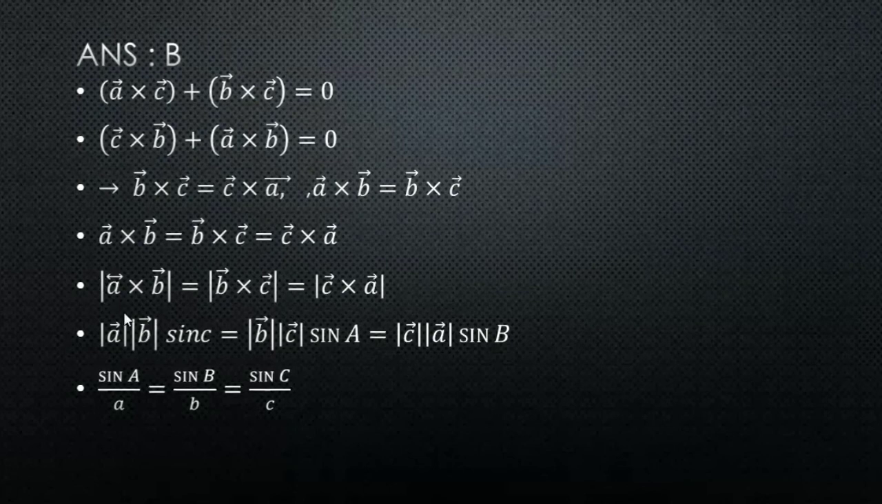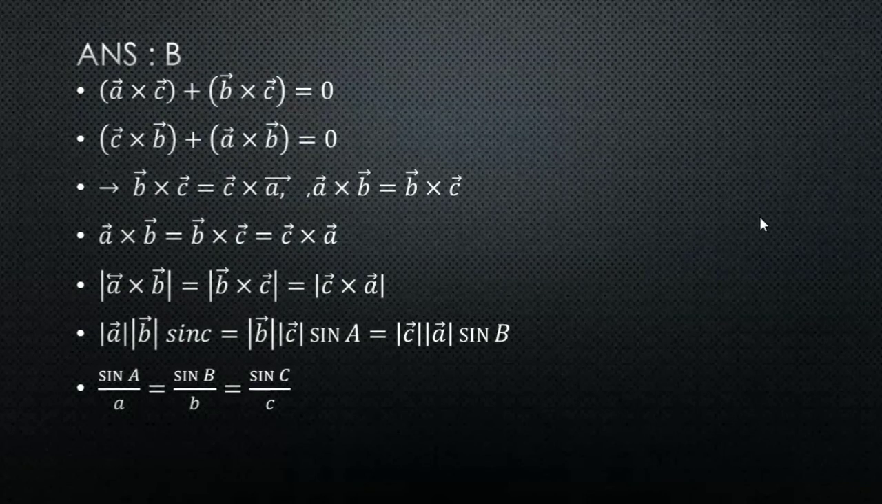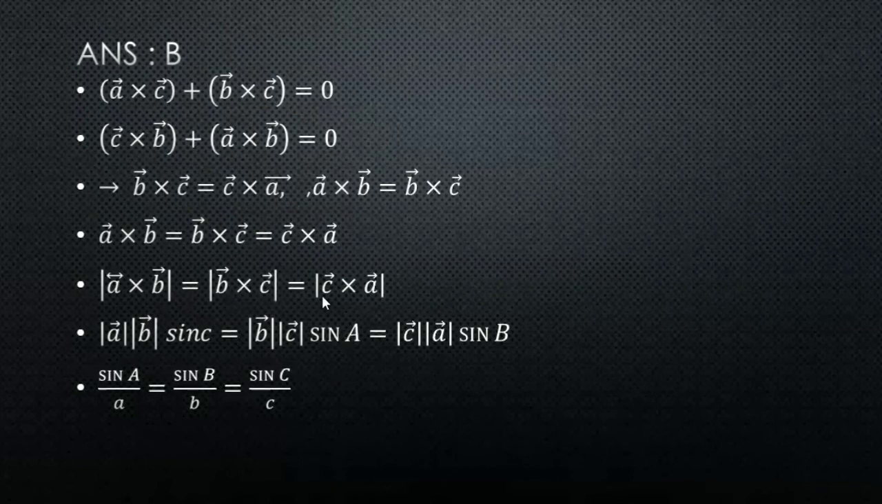So A vector and B vector will be there, and the angle between them: if this is A and this is B, the angle between them will be C, because opposite to this angle, C vector will be there. Is it clear? So this is the magnitude of B vector, magnitude of C vector into sine B. This is the magnitude of C vector, A vector and sine B, now divided by the magnitude of A vector, B vector and C vector.